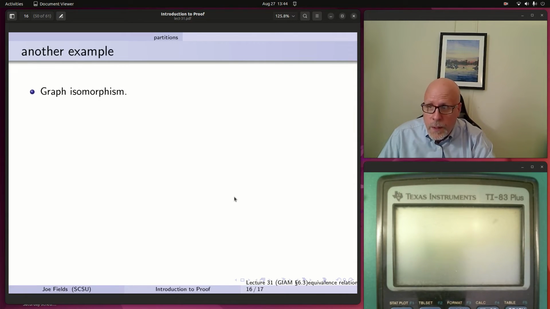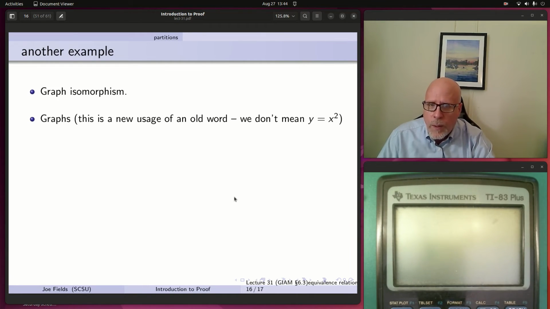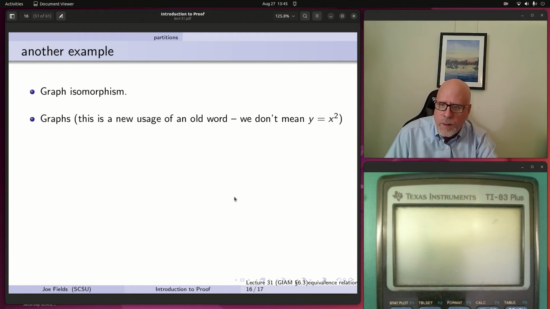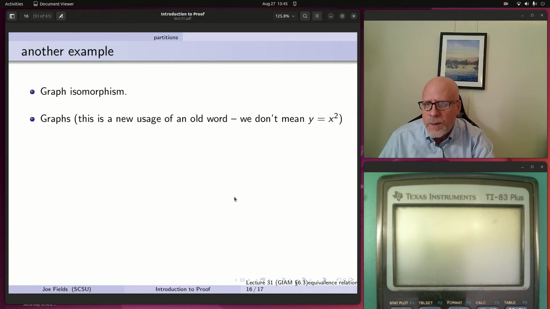I'm going to do another example. We're beginning to move towards this section on combinatorial proof, and so it's time for us to get a little bit more hardcore about graphs, which are not the y equals x squared kind of graphs. This is a discrete math use of the same word.